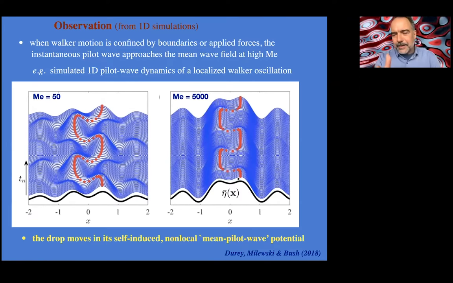And in our system, it's most prevalent, as we see here, in 1D. It's less prevalent in 2D, and this is simply because of viscous damping. So basically, viscous damping is our enemy as we try to move towards quantum, try to achieve quantum analogs. But nevertheless, in this particular case, we see the particle moving in its non-local mean pilot wave potential.